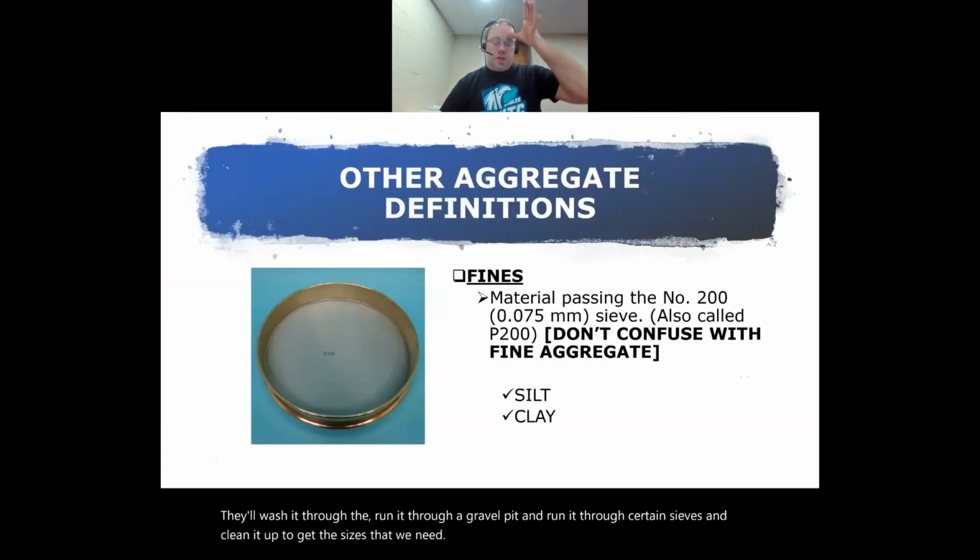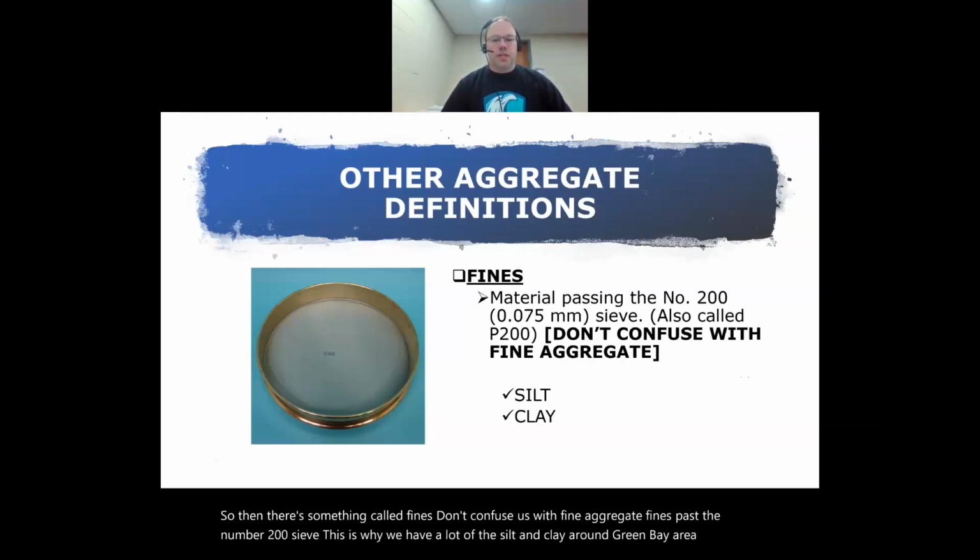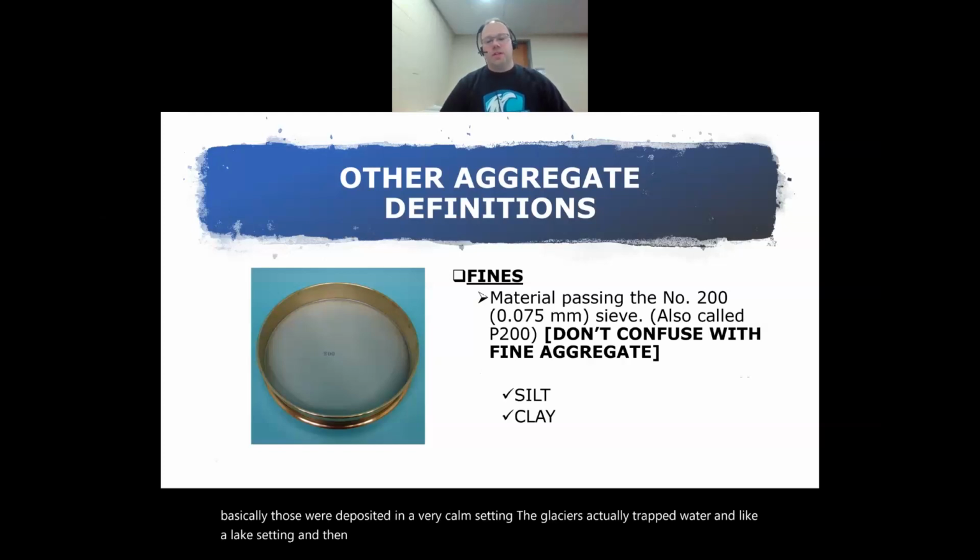So then there's something called fines. Don't confuse this with fine aggregate. Fines pass the number 200 sieve. This is why we have a lot of the silt and clay around the Green Bay area. So basically, those were deposited in a very calm setting. The glaciers actually trapped water in like a lake setting, and then the fine particles settled on top. So these are very sticky, as you notice when you walk around your clay field, and these cause a lot of problems.